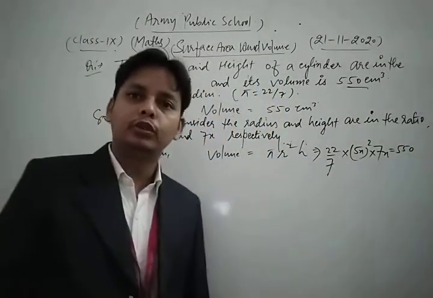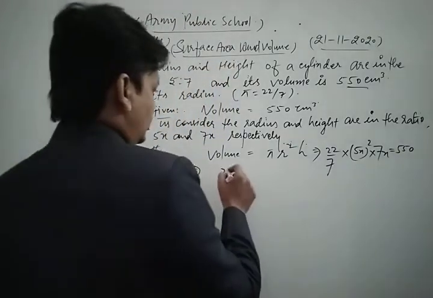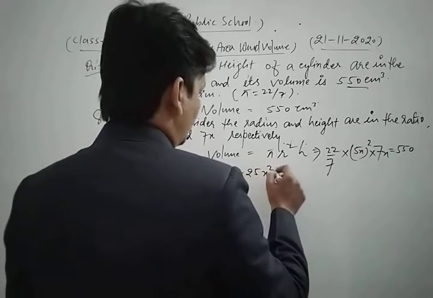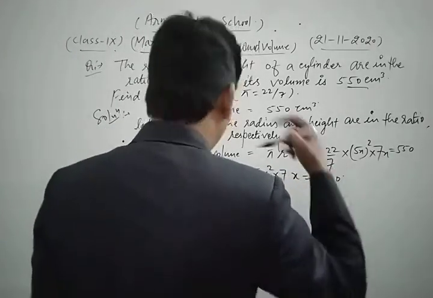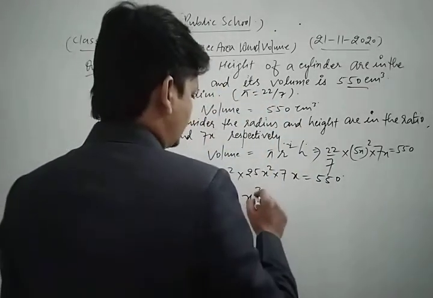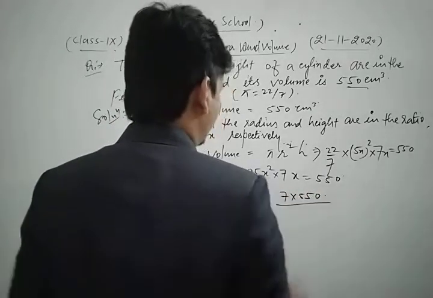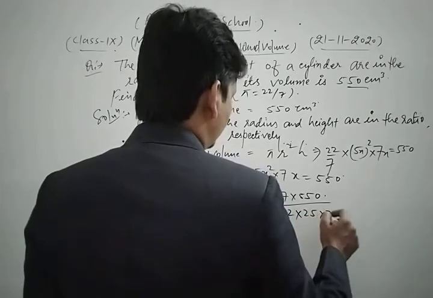550. Now we put each and every value in the formula. We get 22 upon 7 into 5 into 5 into 25 into x square into 7 into x is equal to 550. Now x square into x, this is x cube, is equal to 7550 upon 22 into 25 into 7.